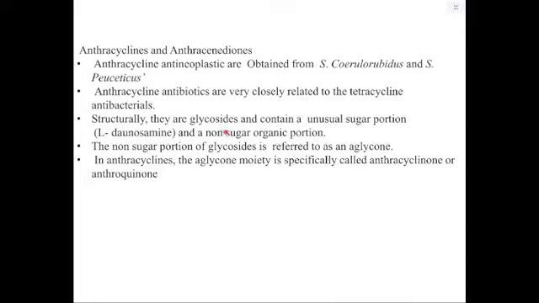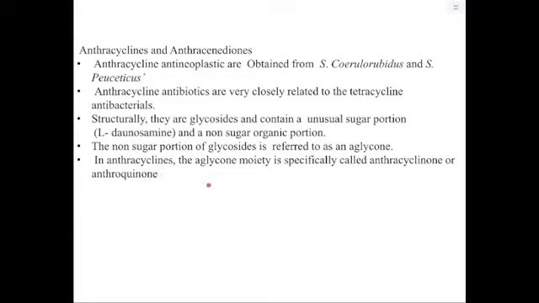Structurally, they are glycosides and contain an unusual sugar portion, known as daunosamine. When we were looking at the macrolides, we did mention unusual sugars, and this is an amino sugar portion, and then a non-sugar organic portion, that's a portion which does not have sugar. And of course, the daunosamine, being an amino sugar, is bringing in a basic moiety, and that basic moiety can undergo protonation, giving us what we call a cationic site.